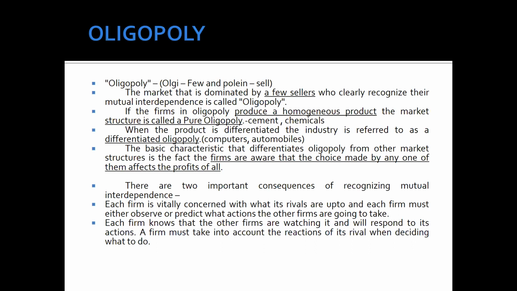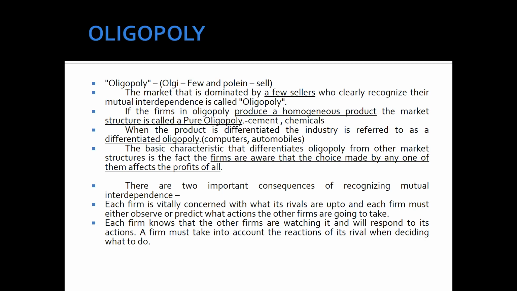Oligo means few and poly means seller. So this is the kind of market, with products where there are few sellers and a large number of buyers. The sellers clearly recognize their mutual interdependence, and this is called an oligopoly market.